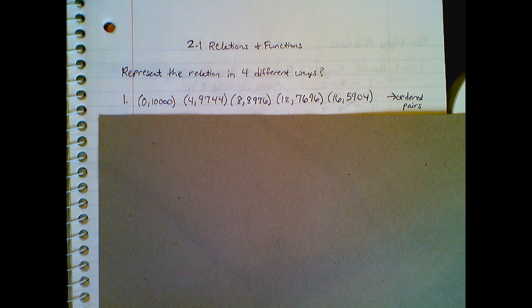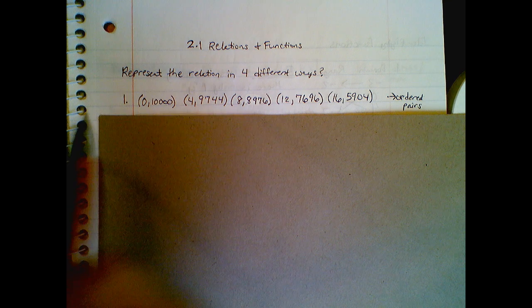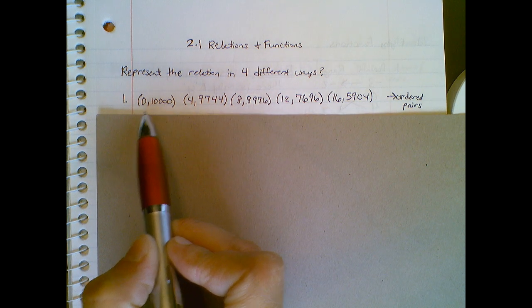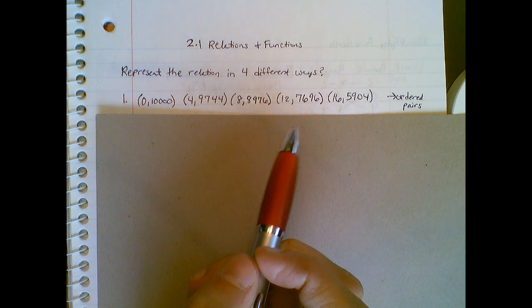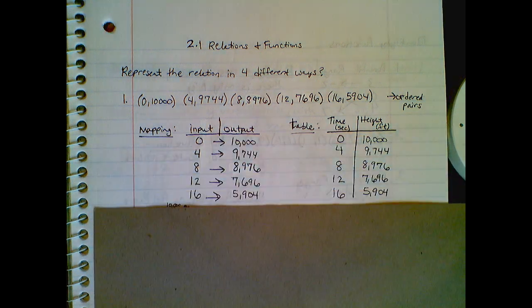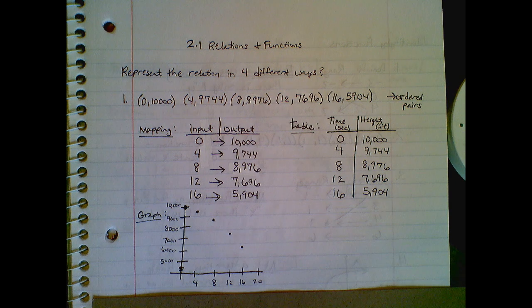So the first example I have for you is I have these different ordered pairs, and this is one way that you can represent a relation, is just ordered pairs, so that the first value is our x value, the next number is our y value. So this is one way that we can represent a relation. A couple other ways that we can represent a relation are these next couple methods.